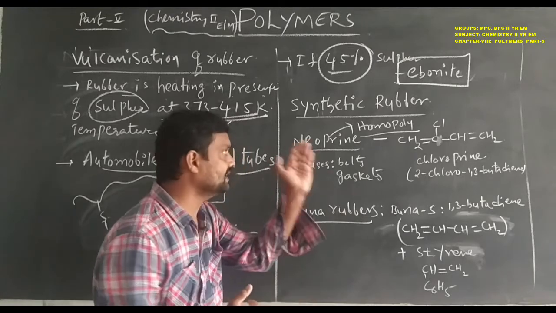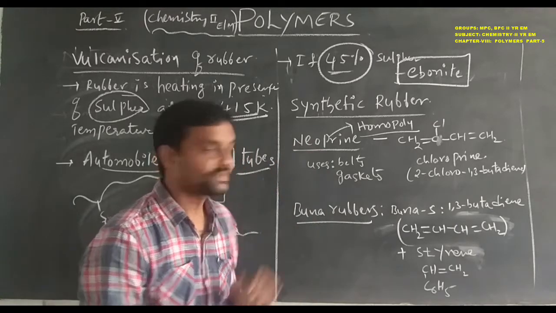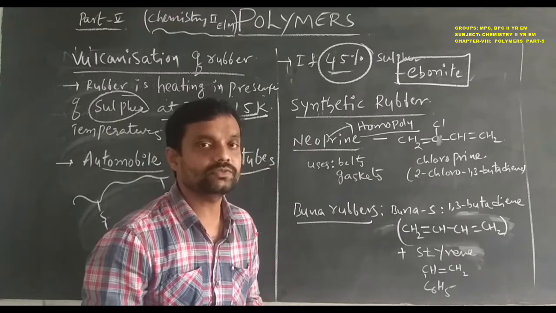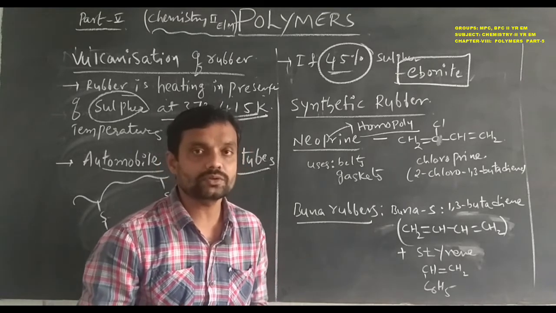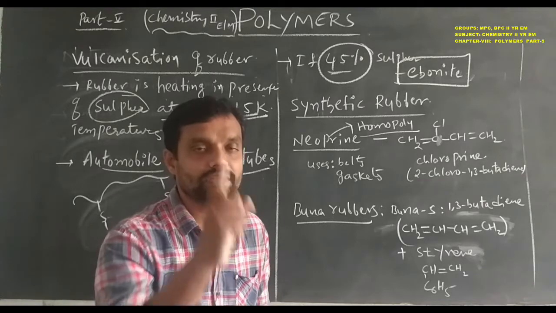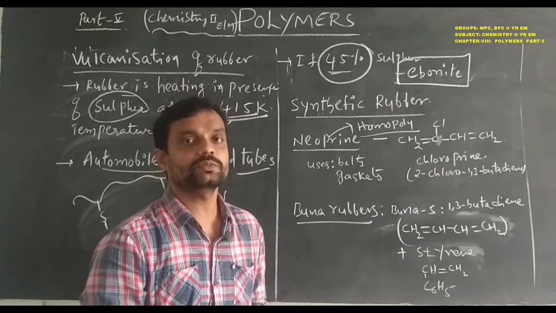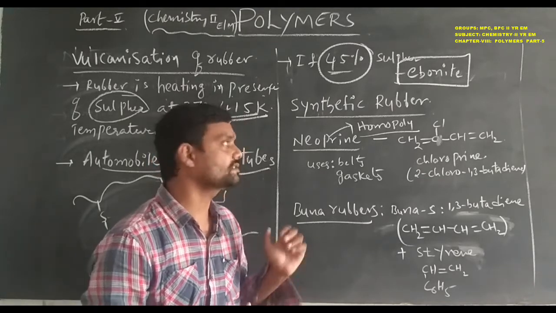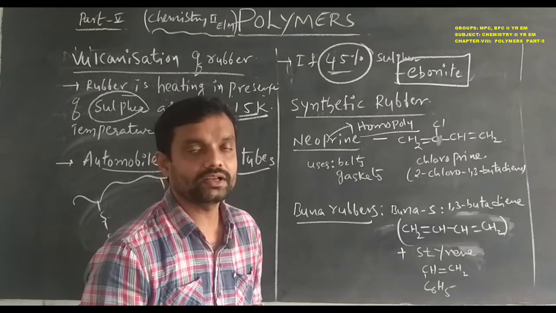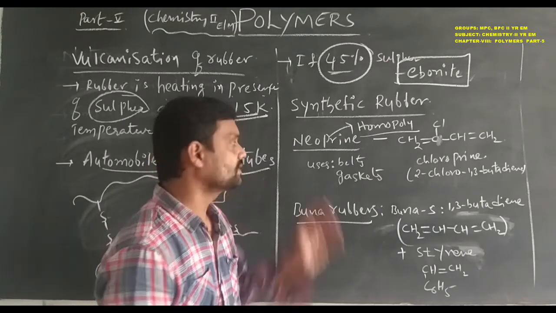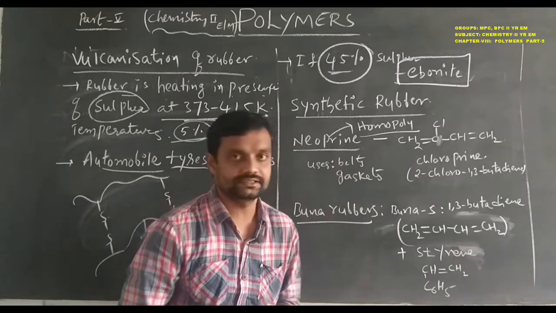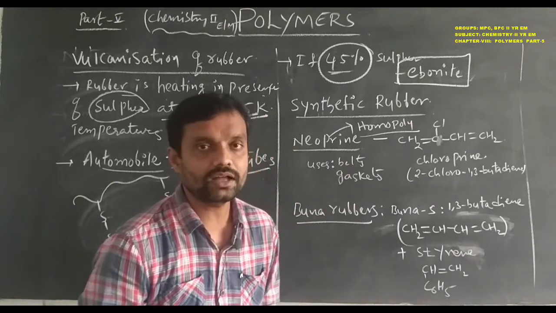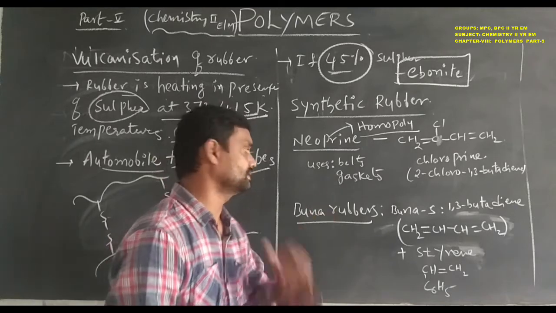For example, neoprene is an example of synthetic rubber. Its monomer is chloroprene, 2-chloro-1,3-butadiene. Only one type of monomer is present, so it is also called a homopolymer of synthetic rubber. This neoprene can be used in the preparation of belts and gaskets.